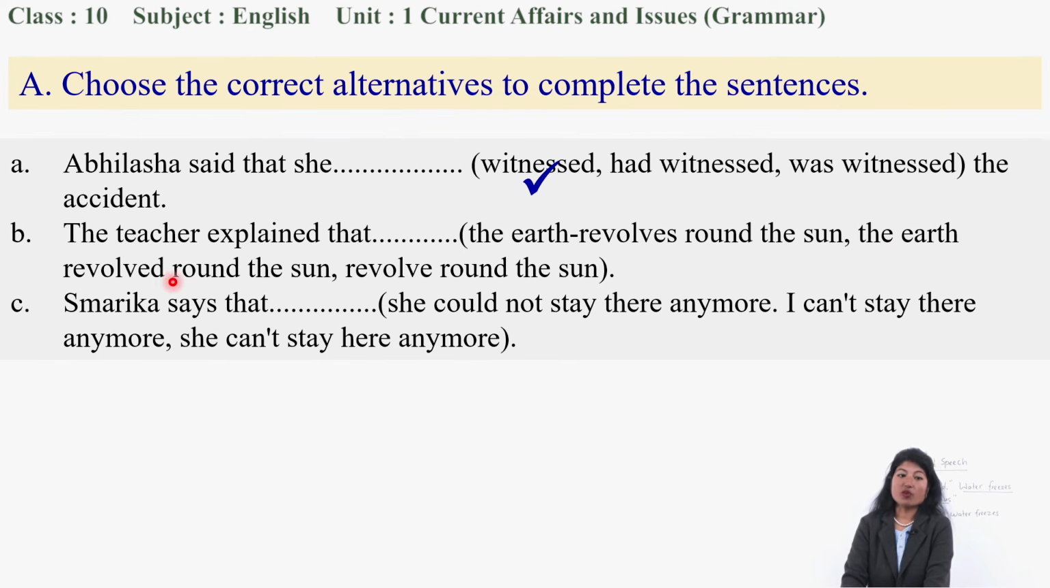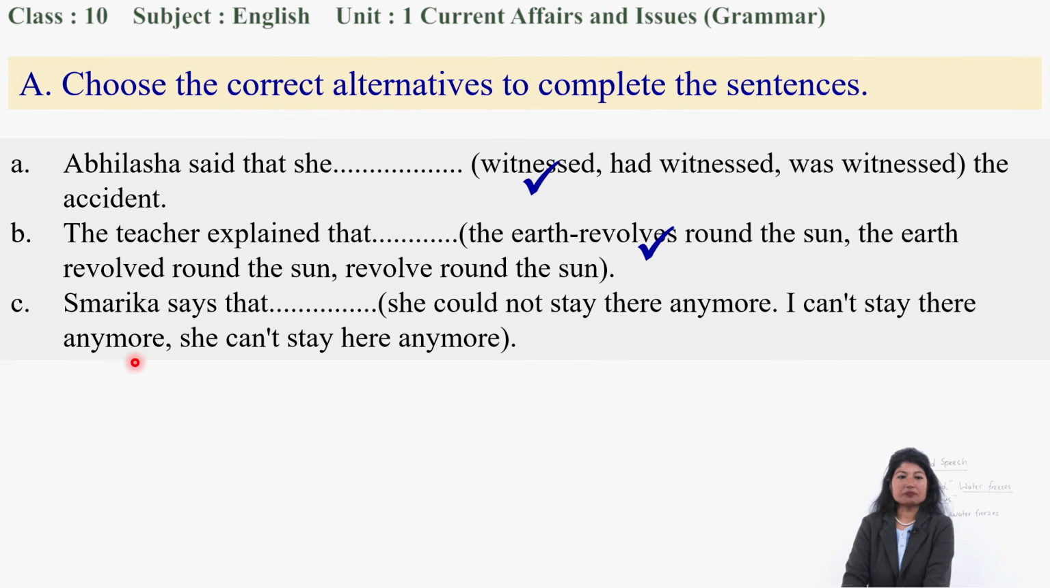Next, the teacher explained that the earth revolves around the sun. The earth revolved around the sun, revolve around the sun. These kinds of statements are universal truth. That's why they are usually in simple present. That means this one is the right option: the earth revolves around the sun.